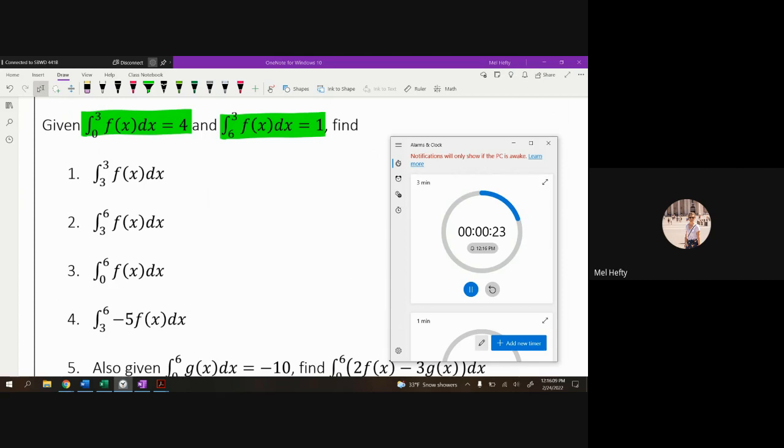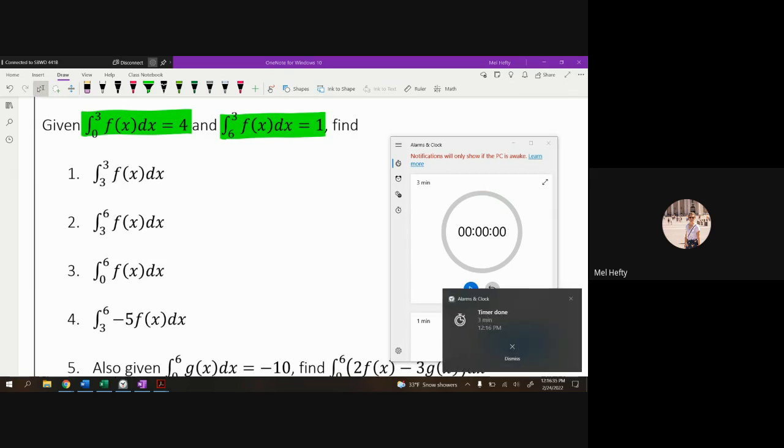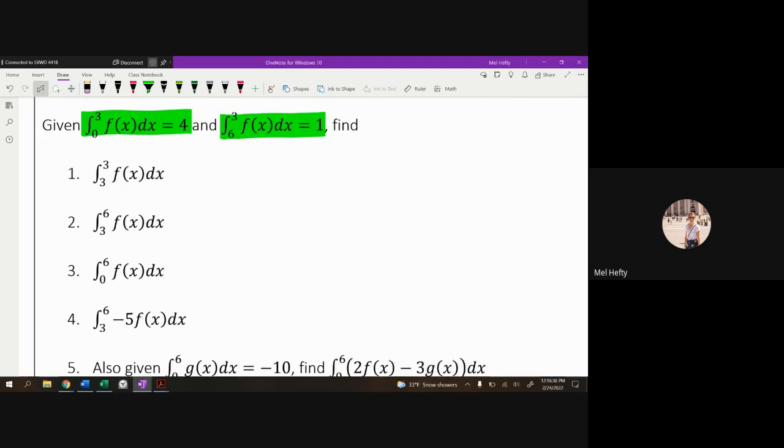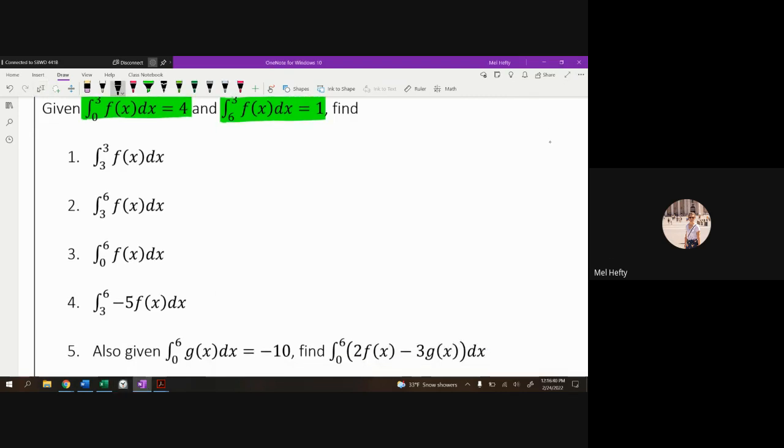Wait, anyone confident about number 5 yet? I'm excited. All right. Who's confident about any of these? The first 4? All right, someone tell me one of them.